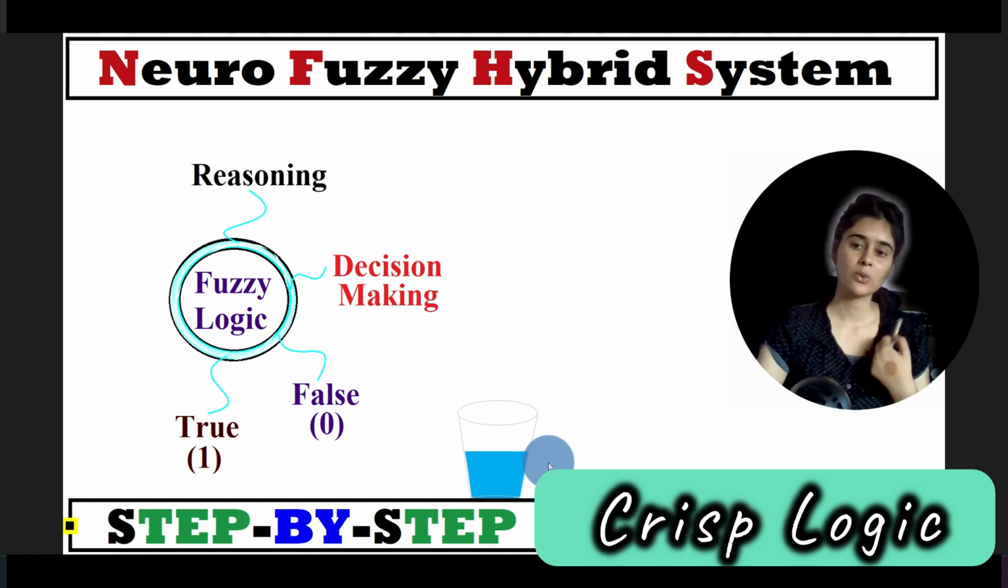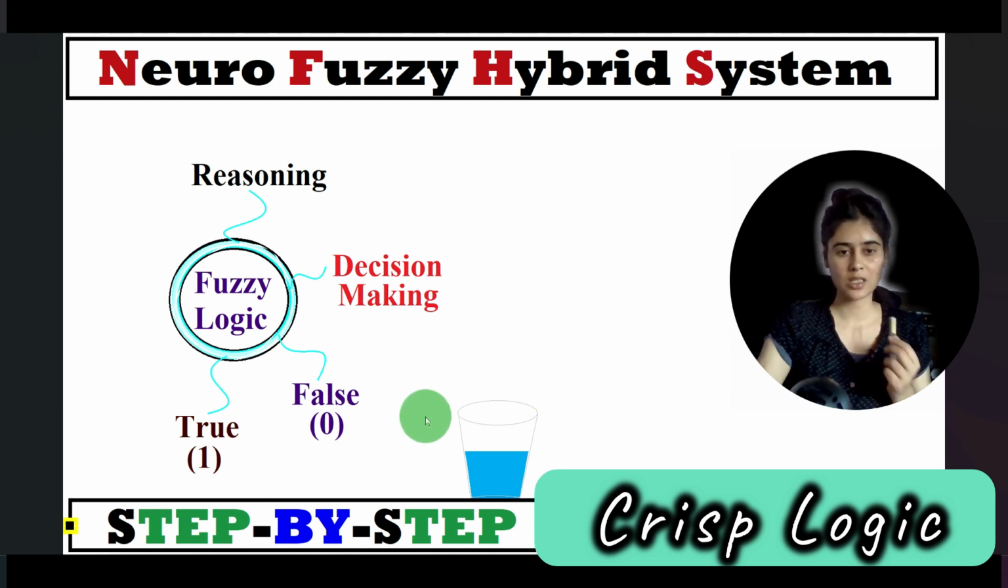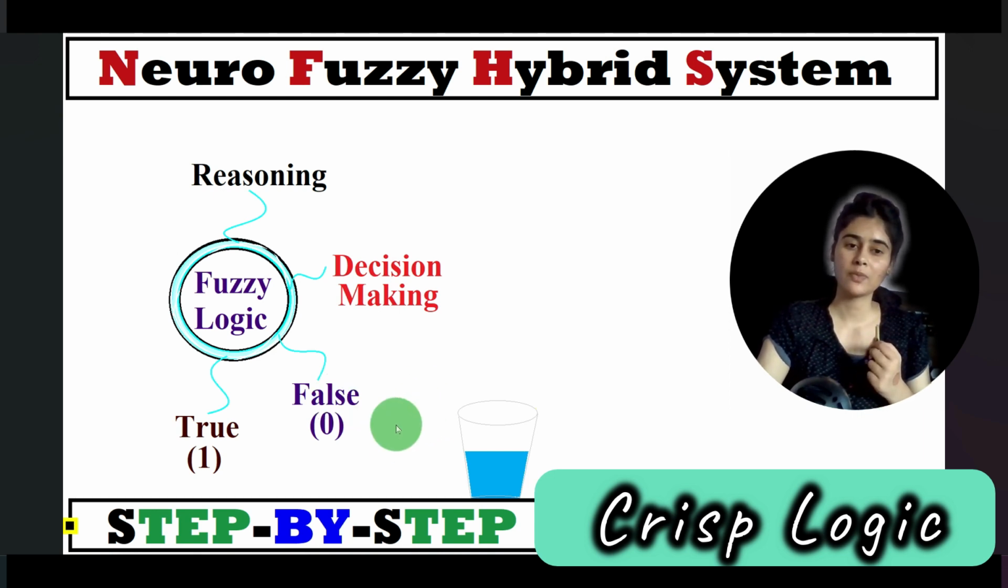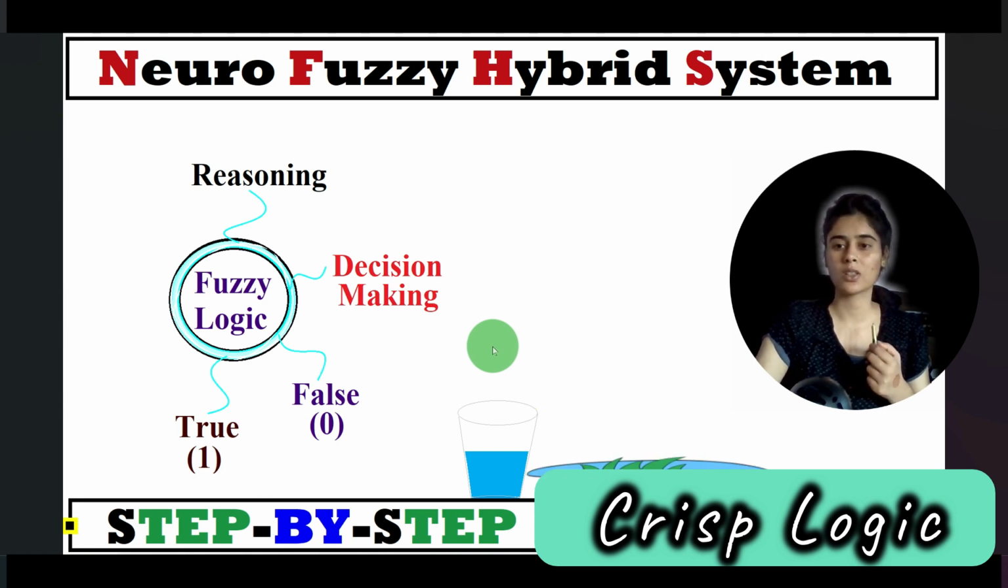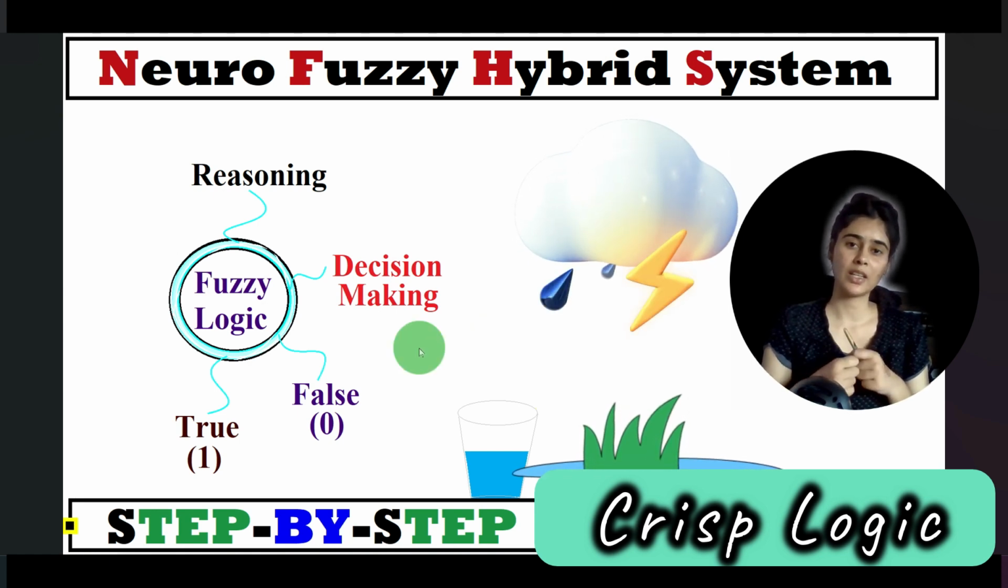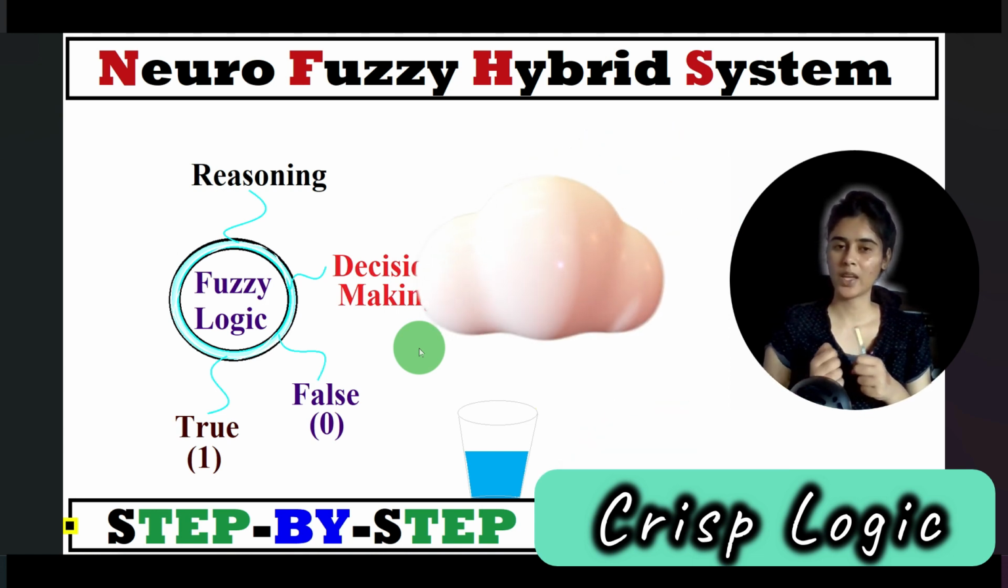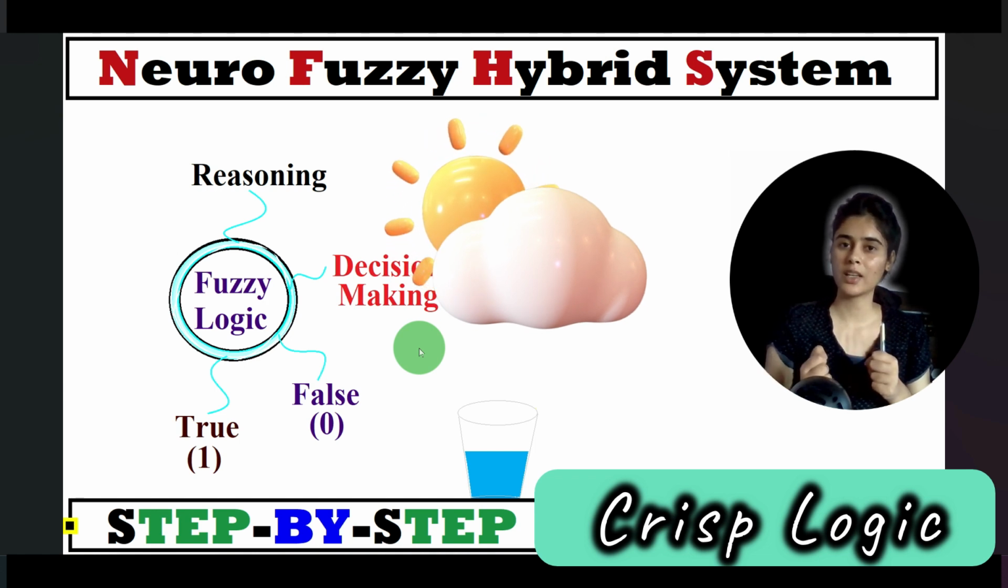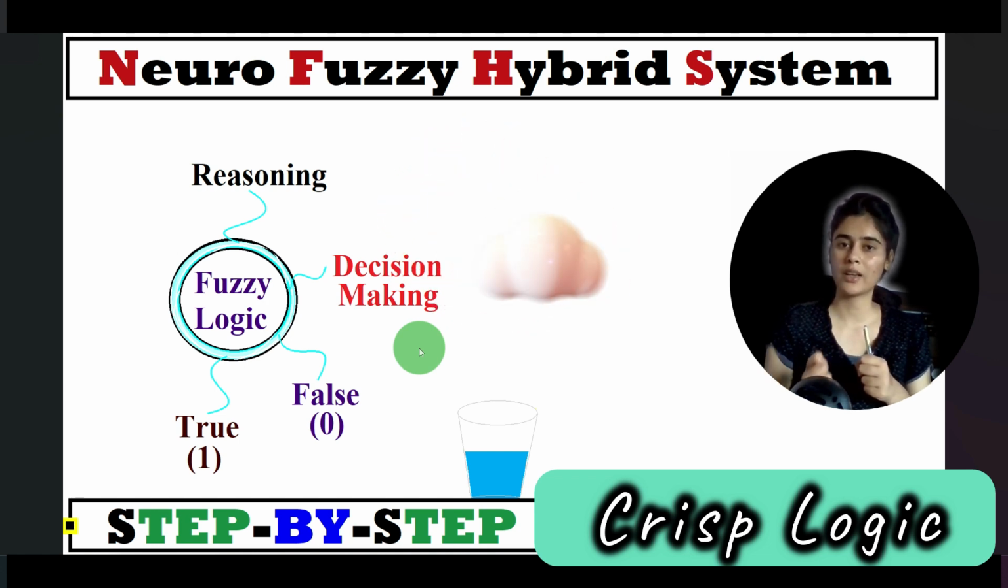Now next, what is crisp logic? Crisp logic is traditional binary logic that categorizes statements as either true or false. For true value we have 1, for false value we use 0. So for each statement it will answer as true or false. For example, if it is raining, if this statement is true, then take an umbrella, else if it is not raining, then do not take an umbrella.